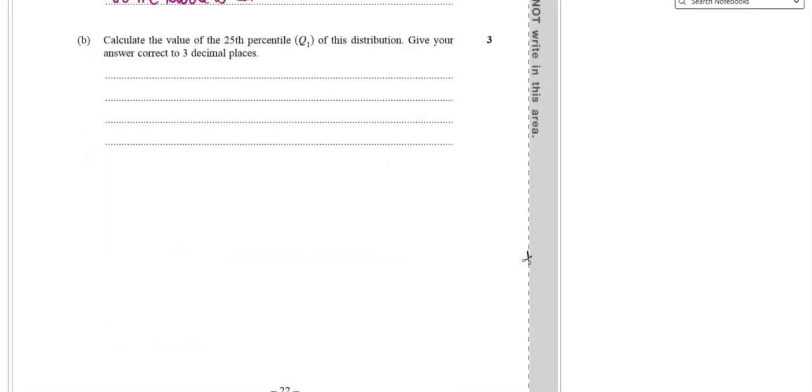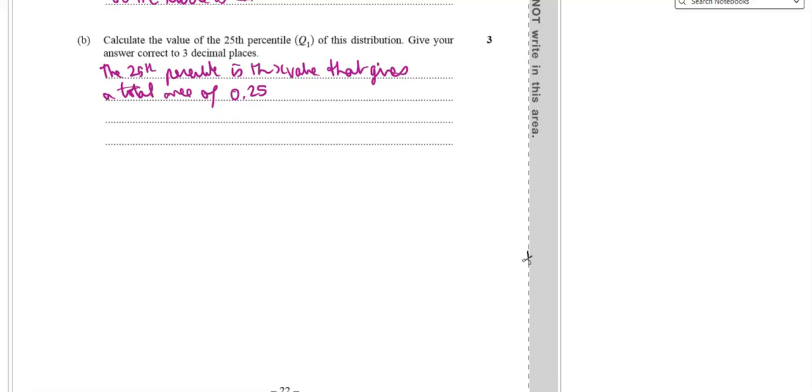Part B. Calculate the value of the 25th percentile, Q1, of this distribution. Give your answer correct to 3 decimal places. Okay, so the 25th percentile is the x value that gives a total area of 0.25. So there exists some Q such that when we integrate from 1 all the way up to Q of this function, it will equal 0.25.